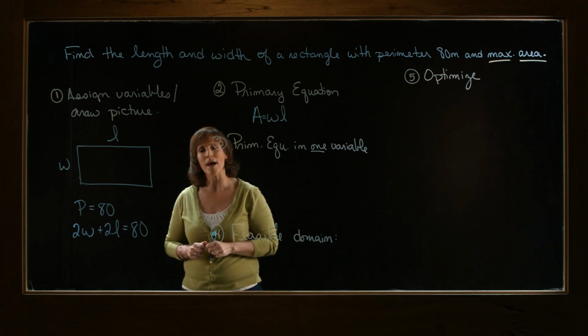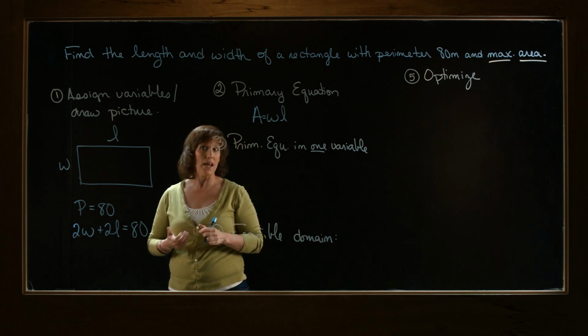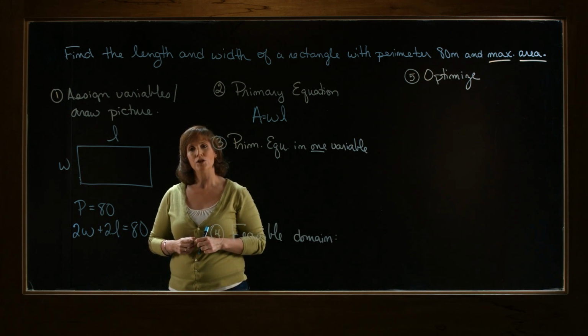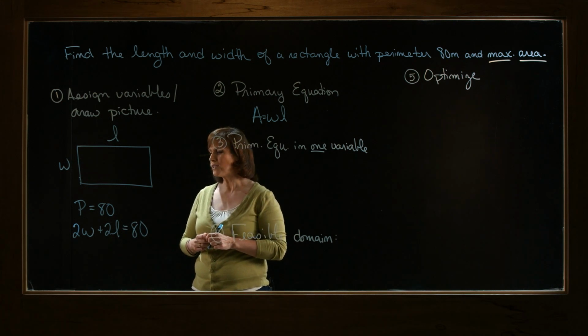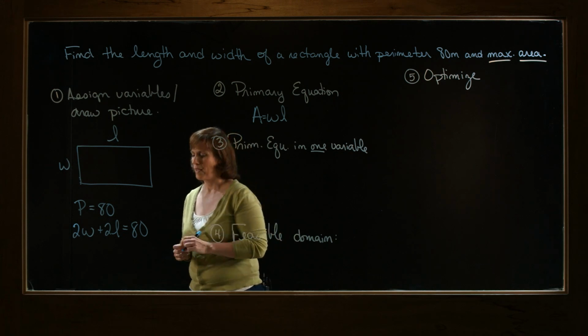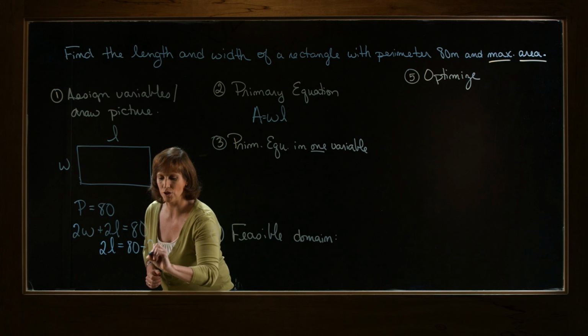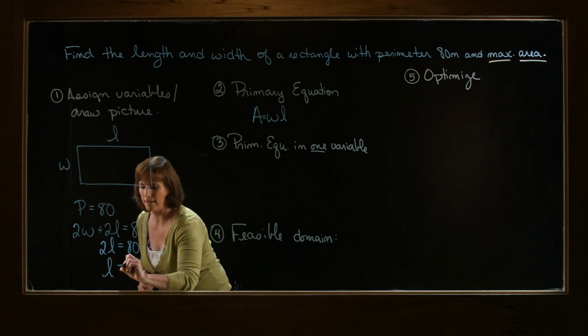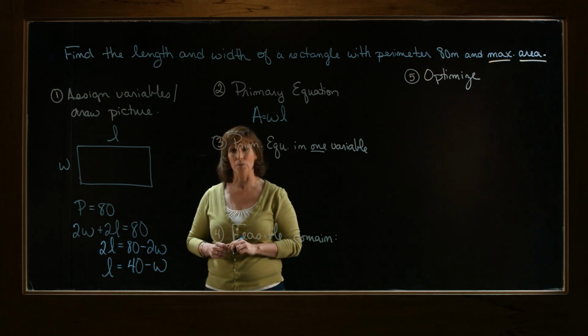I can take this equation and solve it for one of those variables. Which one? It really doesn't make any difference. Choose the one that's easier to do. In this case, I would say they're equally easy, so let's go ahead and solve for L. So 2L is going to equal 80 minus 2W, and L will be 40 minus W.